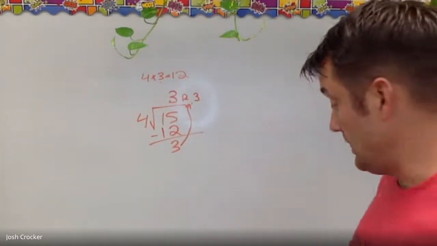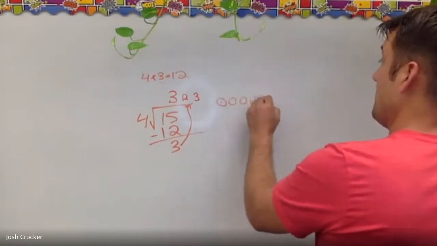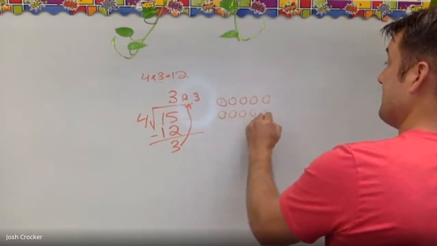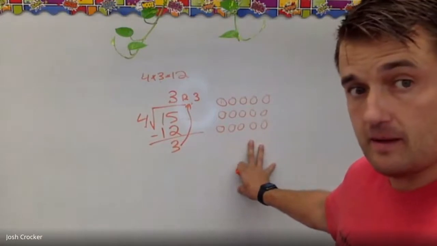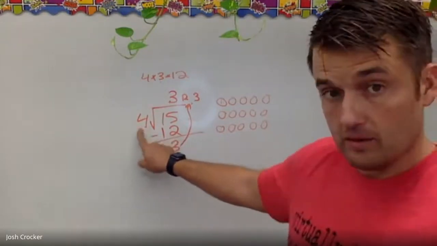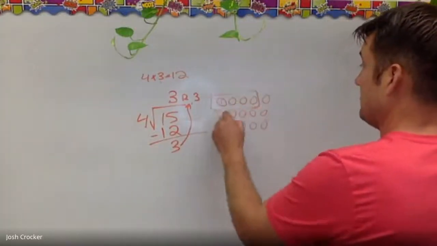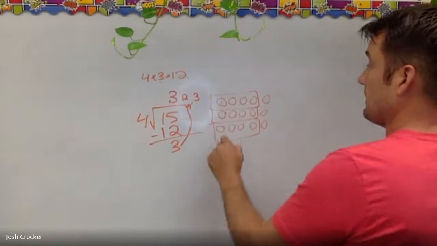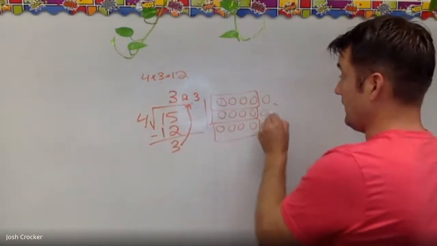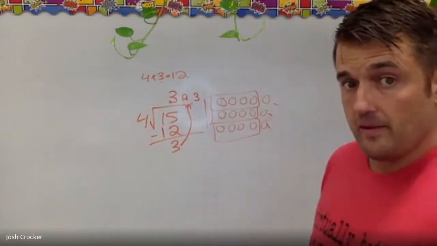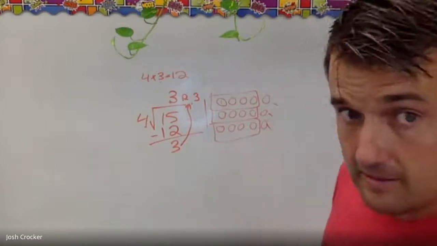Just so you understand what division is doing here, what we did was we said, okay, I have 15. That's 15 circles. How many groups of 4 can I make? Well, I can make a group there, 2 groups. Oh, I can make 3 groups of 4. 3 groups of 4, and there will be 3 left over. Okay, that's what that is. That's what that means.